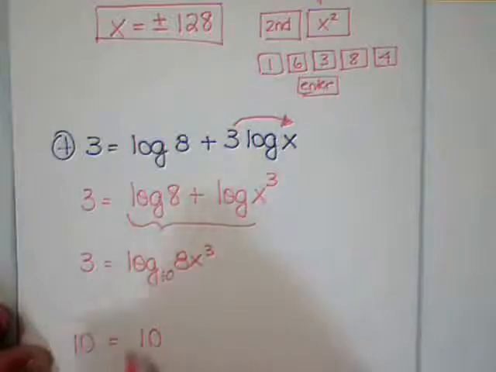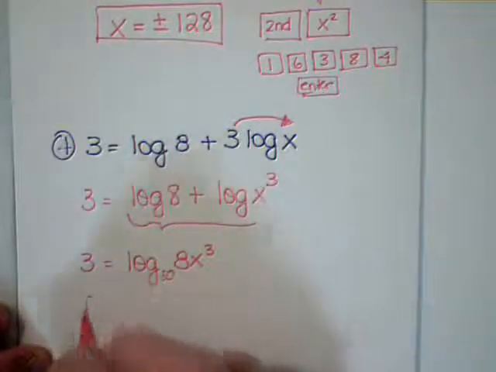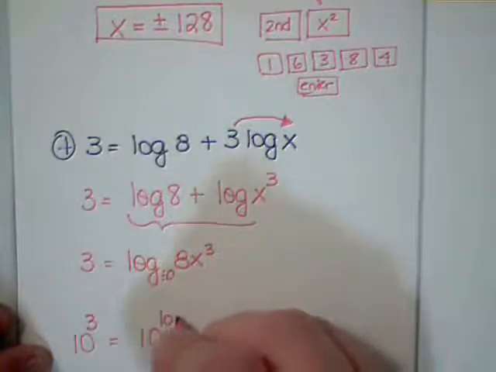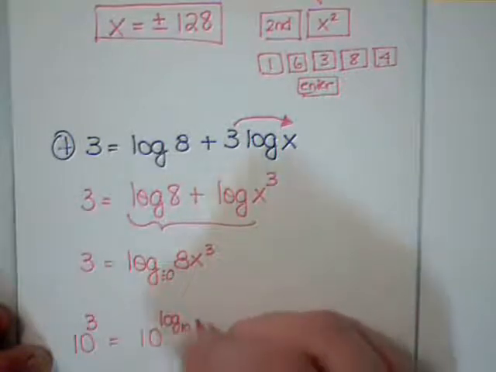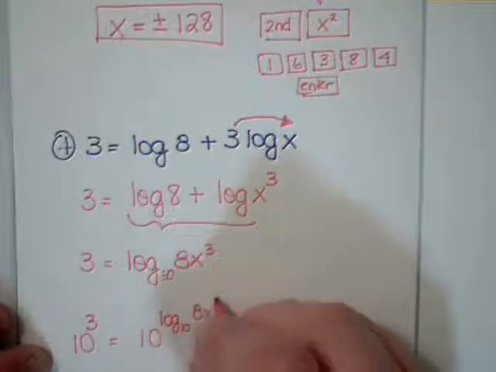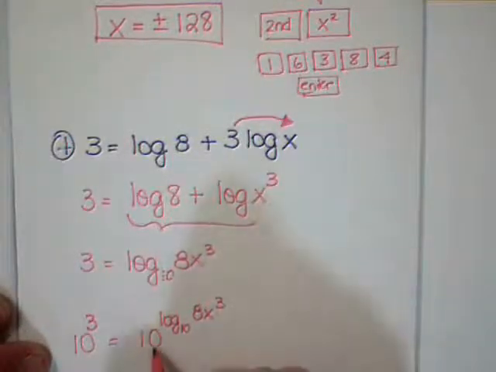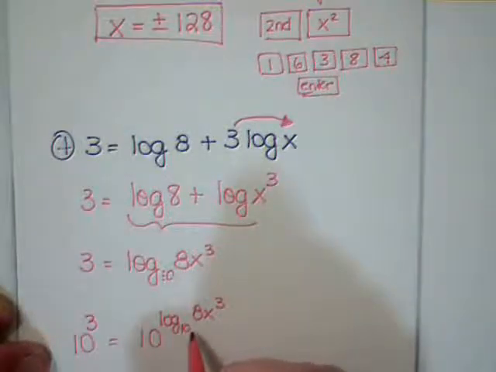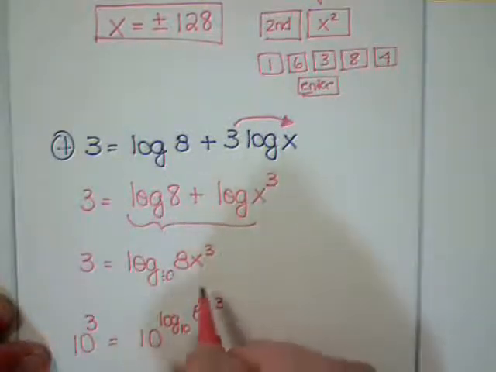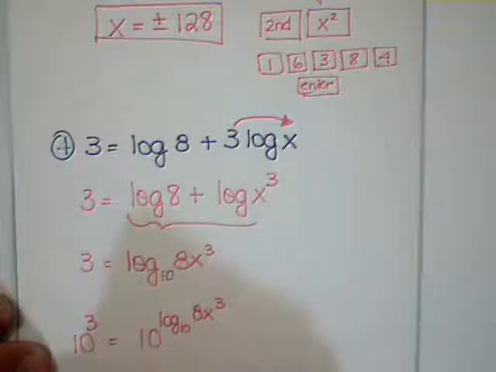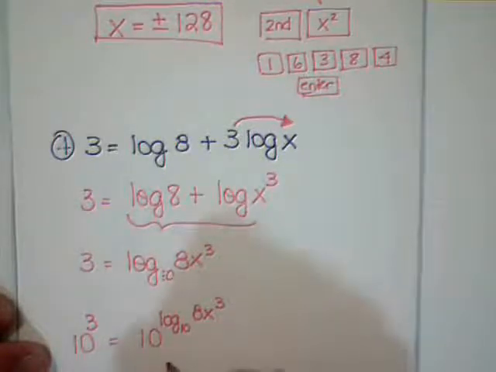So I start with base 10 on both sides, and I'm going to use these as my exponents. So this would be 10 to the log base 10 of 8x cubed. Alright, now that I see that I have base 10 raised to a log of base 10, these two cancel, that tells me this whole thing can be rewritten as just 8x cubed. Okay, so this would be 1000, and this would be 8x cubed.